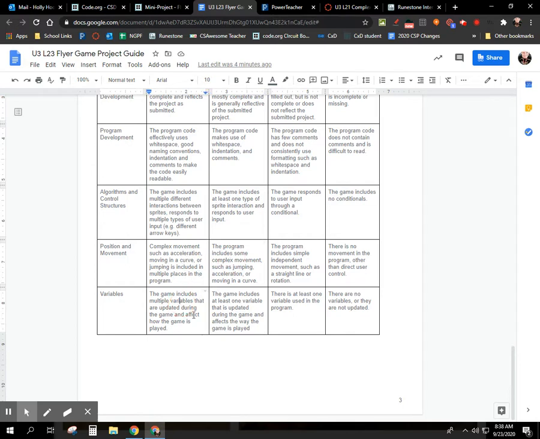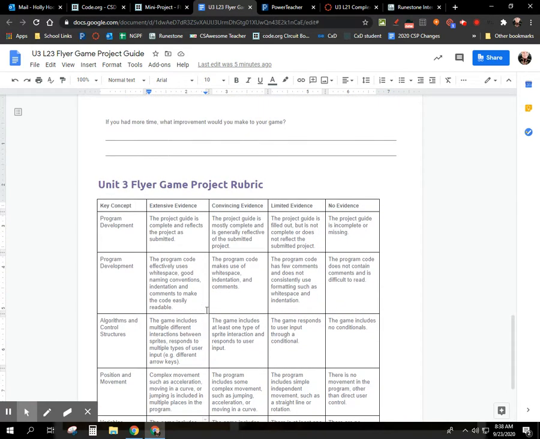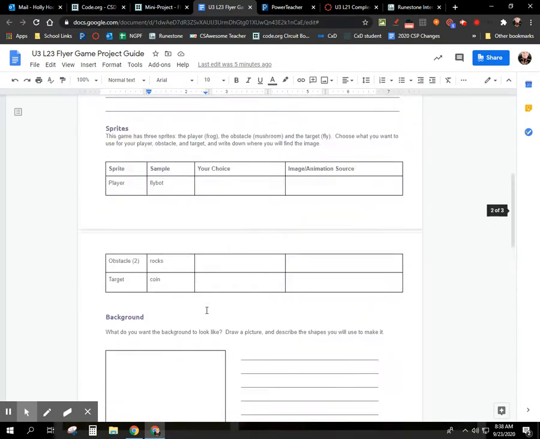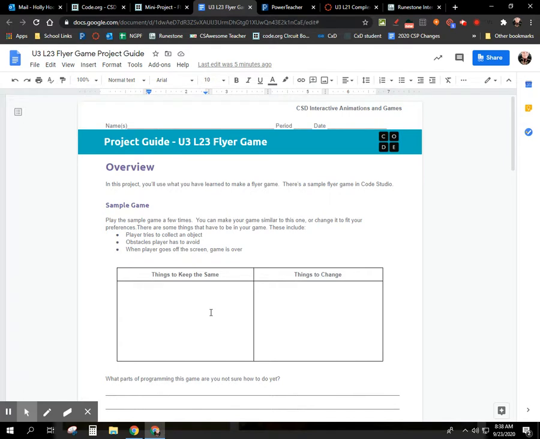And then your game is going to include multiple variables that are updated during the game and affect how the game is played. So if you notice in our game, one thing it did not have was a score. But from our last project, you know how to keep score. So if you're interested in adding in a variable to keep score, that would be a great idea. And if you need to reference lesson 20 to do that, then go ahead and do that. Okay, so this is an overview of level 2 and the rubric for creating your flyer game.